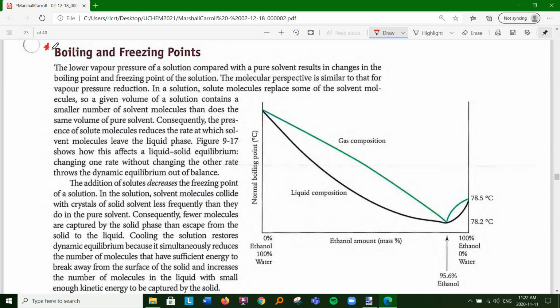So let's go to boiling point and freezing point. Remember, the normal boiling point is at 1 atmosphere. That's called TB, and the normal freezing point is also at 1 atmosphere. The normal boiling point of water is 100 degrees Celsius. The normal freezing point of water is also, sorry, it's not also 100 degrees Celsius. It is 0 degrees Celsius.